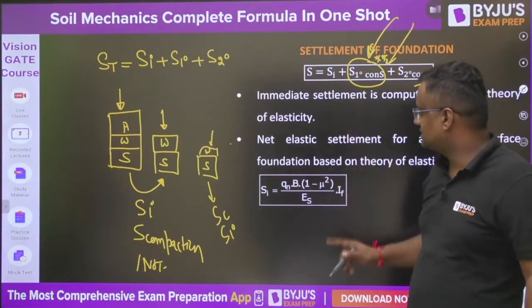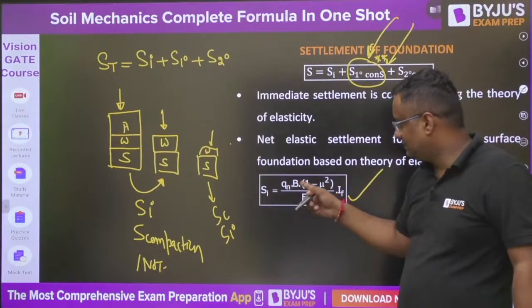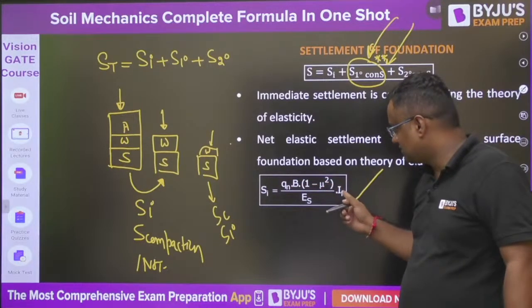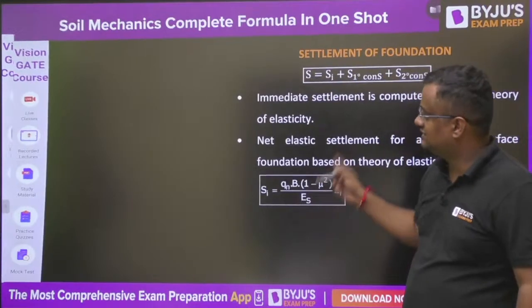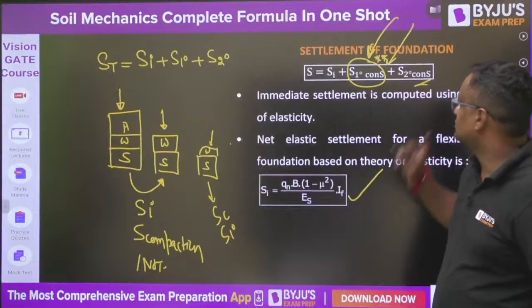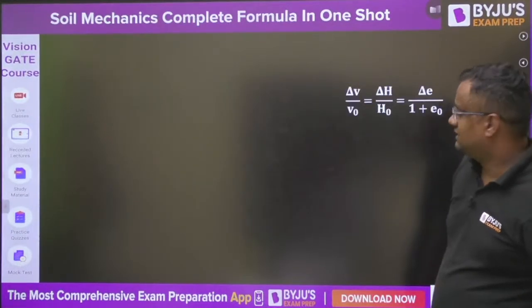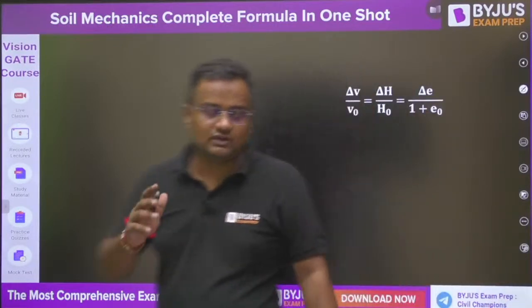Okay, this is for compaction. S immediate is q into B, where q is the pressure intensity, B is the width of foundation, mu is the Poisson ratio, If is the influence factor, Es is the Young's modulus of elasticity. This is immediate settlement. Similarly, the formula for secondary consolidation is there, not required for us. Okay, and for primary consolidation, let me tell you the formula.